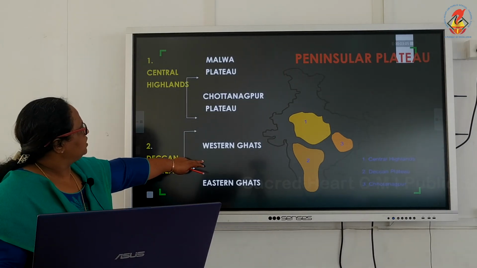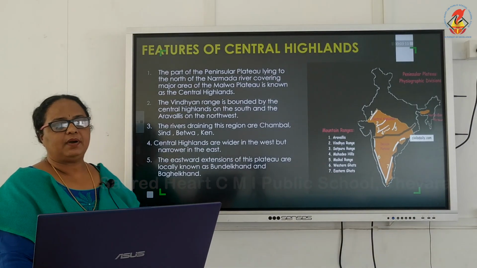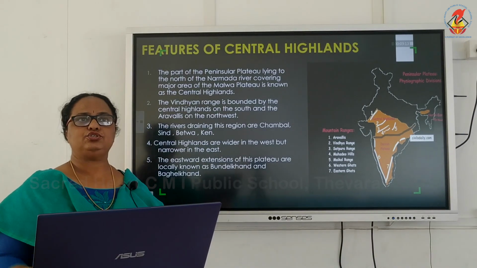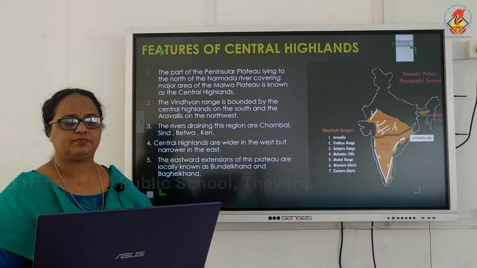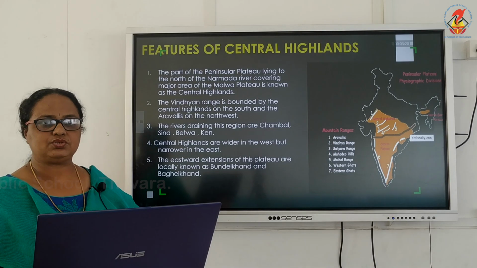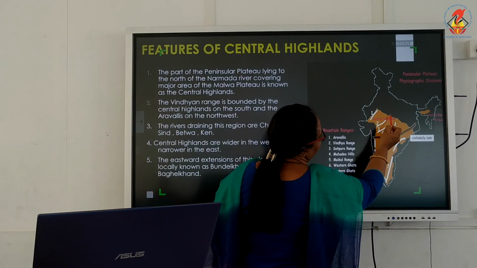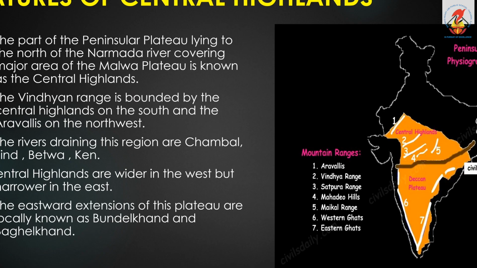Now let us go to the features of Central Highlands. The part of the Peninsular Plateau which is lying to the north of the Narmada River, which is covering the major area of the Malwa Plateau, is known as the Central Highlands. See, as I told you, this particular part is the Central Highlands. Here we have the Narmada River, the north of the Narmada River, and which is bounded by the Aravalis here and the Vindhya range here.